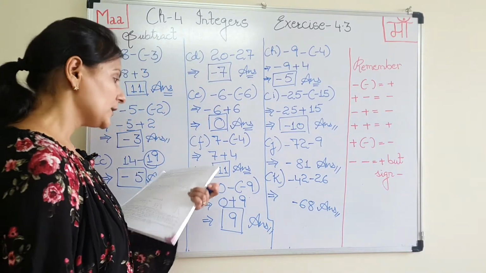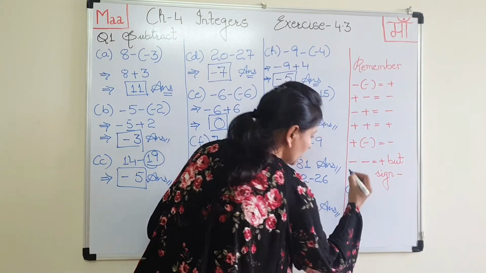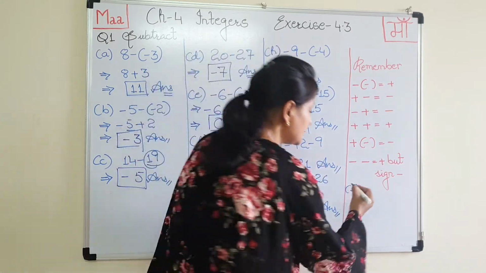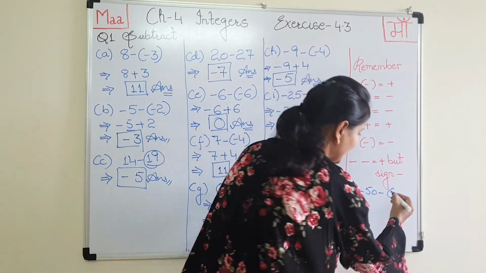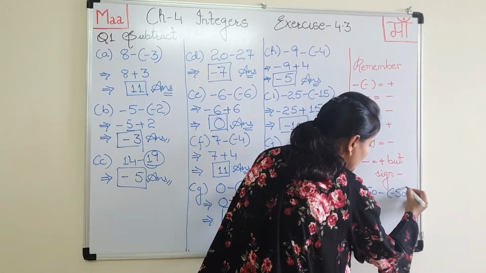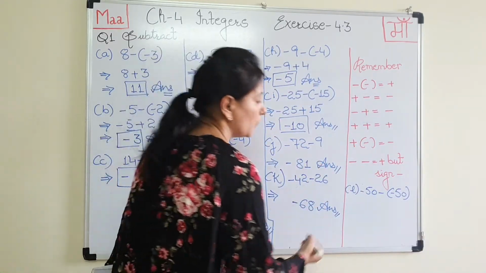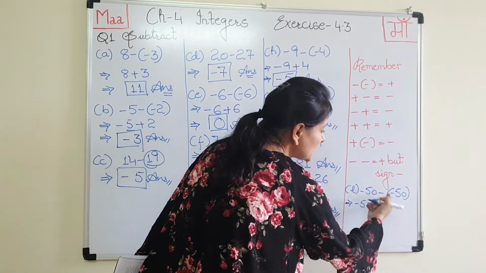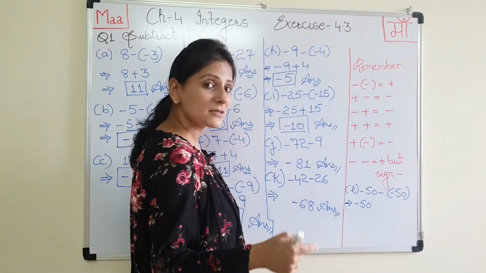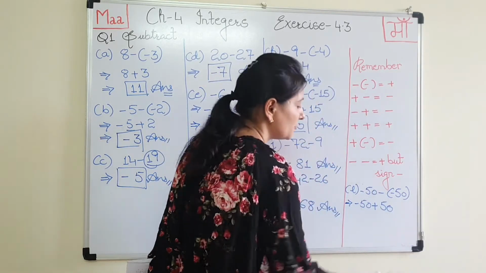Okay. Now after K, the last part is there that I am doing here. L part, it is minus 50 minus 50. So this is your last part of question number first. Okay, so open the bracket. How you will open it? Minus 50. Here you can see minus outside the bracket and minus inside the bracket. So one sign will come, that is plus 50.